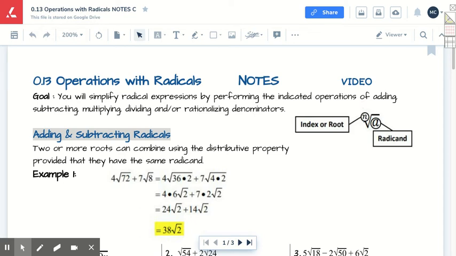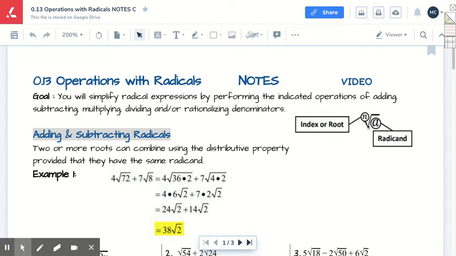Our lesson today is about operations with radicals. So we're going to be simplifying radical expressions by performing the indicated operations of addition, subtracting, multiplying, and dividing, or rationalizing some denominators. So a quick review over here.